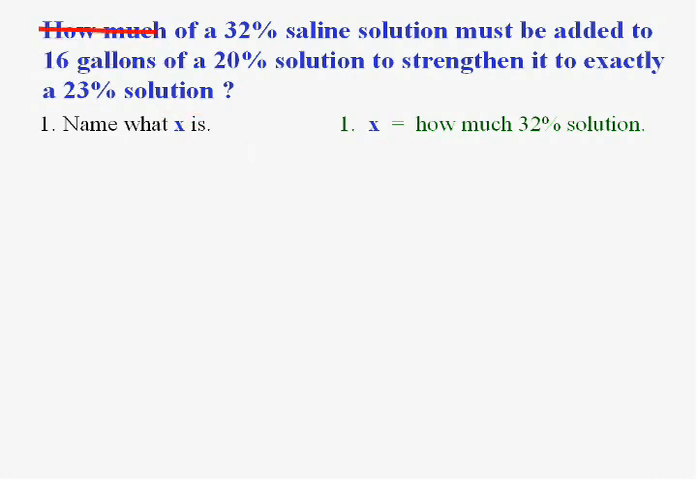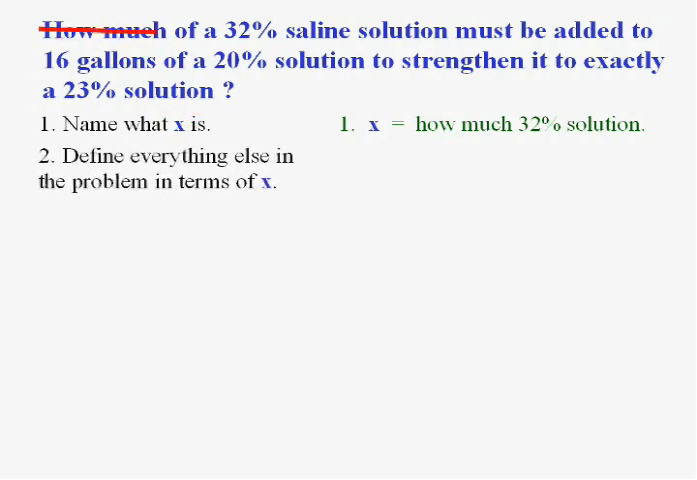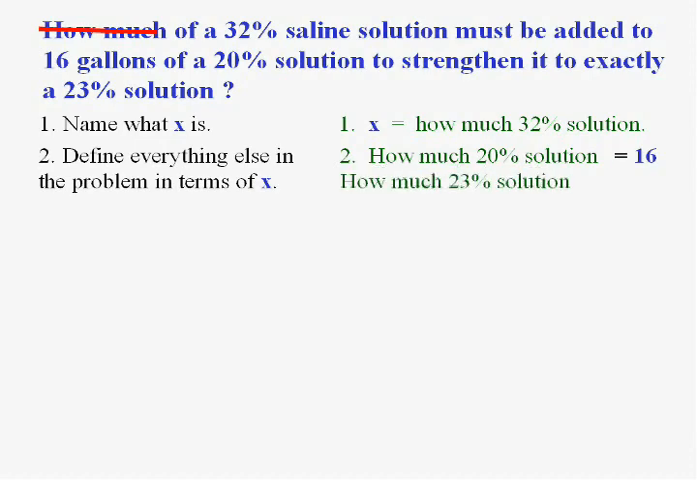So let's cross that out. Now, step 2, everything else in the problem. What do we have in this problem? How much of the 20% solution? Well, let's read it. We know that number. It's 16.